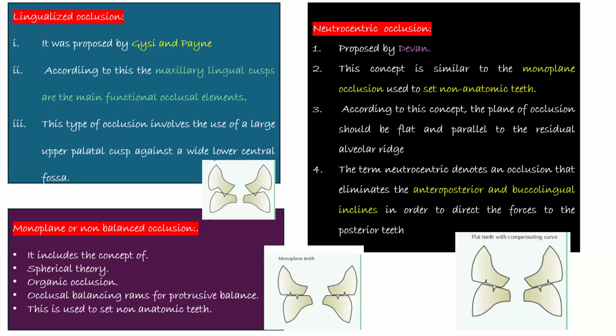Whereas neutrocentric occlusion was given by Sears, and this concept is similar to monoplane occlusion. Non-anatomic teeth are used, and according to this concept, the plane of occlusion is to be flat and parallel to the residual alveolar ridge. And the term neutrocentric denotes an occlusion that eliminates the anterior-posterior and buccolingual inclines in order to direct the forces to the posterior teeth.